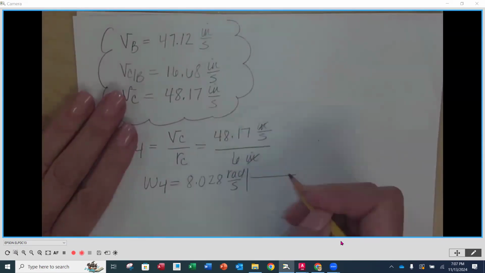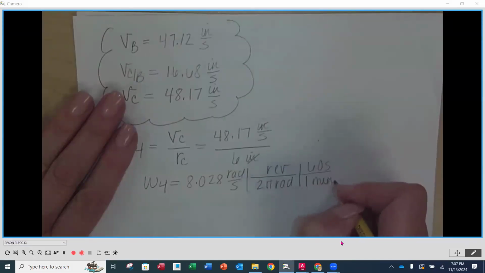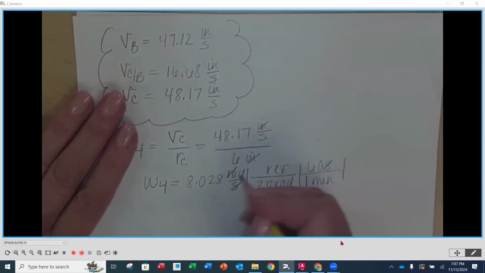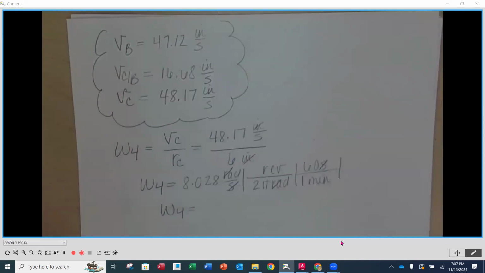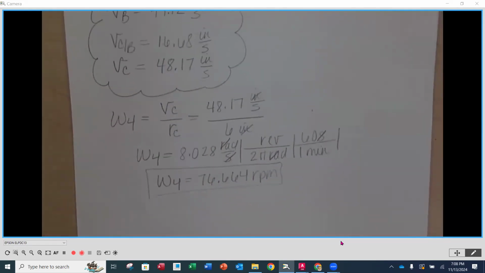So we are going to go ahead and convert this to revolutions per minute. And this is a final answer, so we want to put a box around it. And as we look here, we also have to add direction.